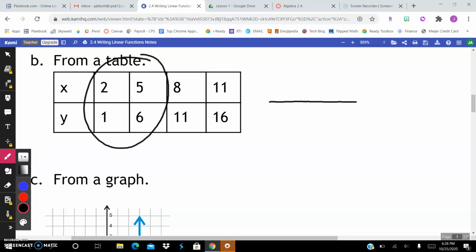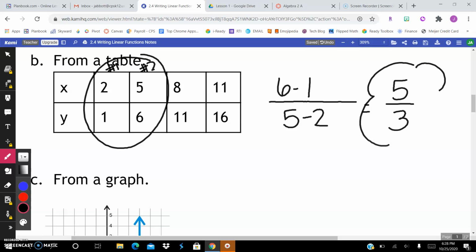So I'm looking at these. This would be number 1. This would be number 2. So y out of the second is 6 minus y out of the first is 1. At the bottom, we'd have x from our second is 5 minus x from our first is 2. Simplify down, 6 minus 1 is 5. 5 minus 2 is 3.